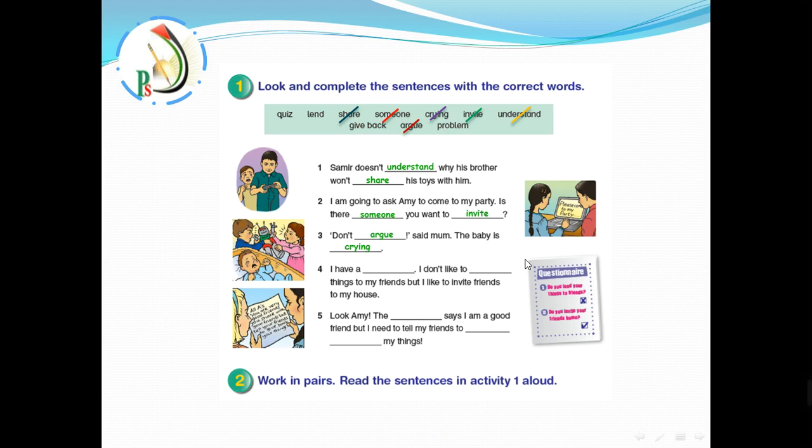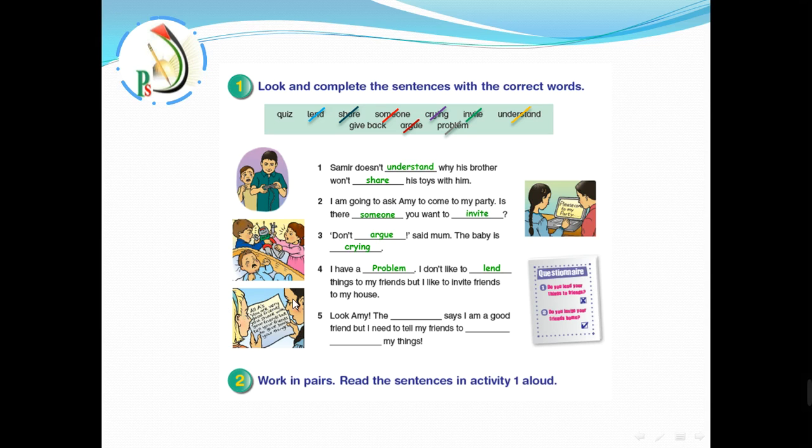Number 4. I have a space. I don't like to space things to my friends, but I like to invite friends to my house. What do you think? From this questionnaire, from this quiz about friends. I have a problem. I don't like to lend things to my friends, but I like to invite the friends to my house. And the last sentence, look, Amy.